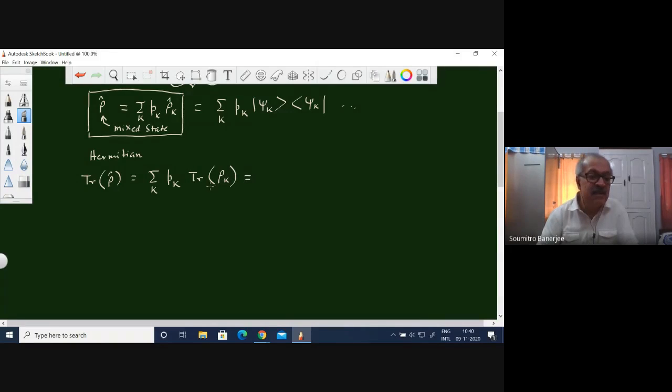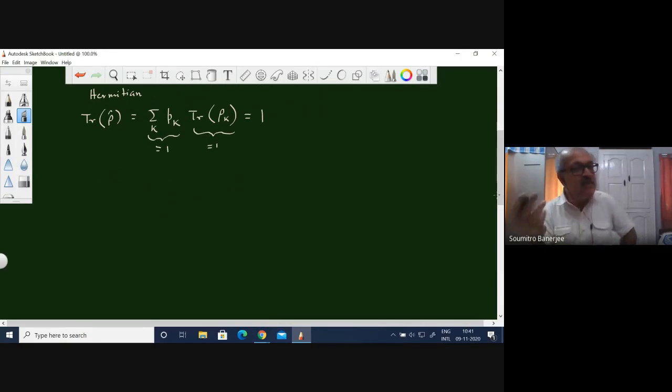Now, this we knew to be equal to 1, and the probabilities of different states summed over k is also 1. So this part is also 1, which means that the trace of the mixed state density matrix also has the same property, that the trace should be equal to 1. It is an easy way of checking whether you have written the density matrix correctly or not. You just sum up the diagonal terms. If they sum to 1, you know that you are at least satisfying one important property of the density matrix.